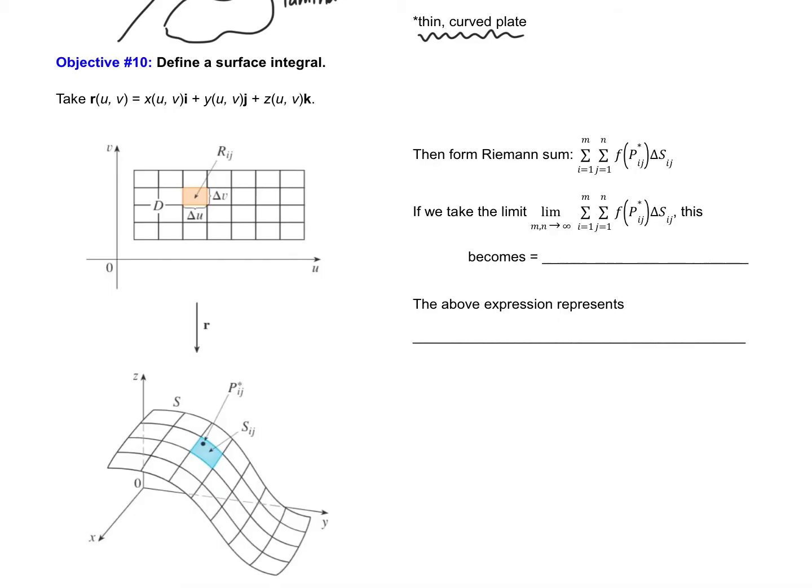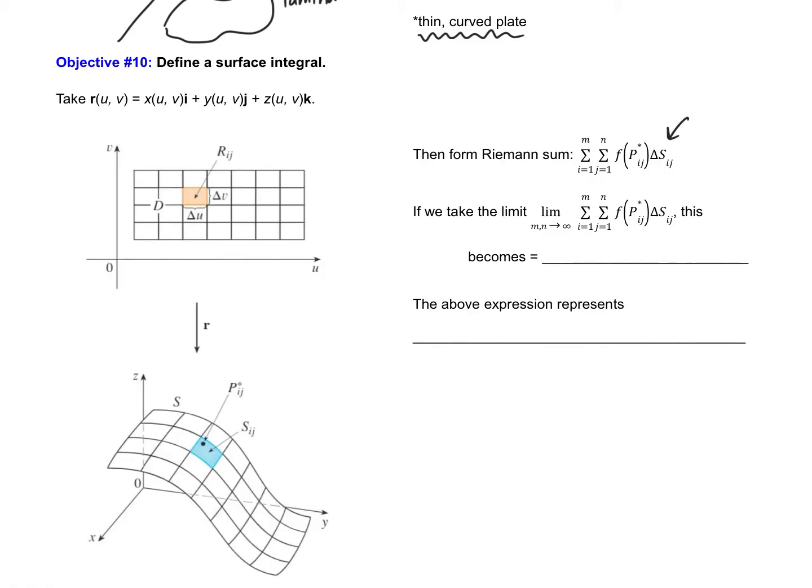So let's say that we have some vector field r, so we can see it's a vector, in terms of variables u and v. And x, y, and z are all functions in terms of u and v. So we have some space in the uv plane that's going to give us our region D, and we're going to take that region and split it up into rectangles. And then we have our little rectangle here. And what's going to happen is that r is going to take our section here in the uv plane, and put it into xyz space. So we're going to form a Riemann sum. And this is our Riemann sum.